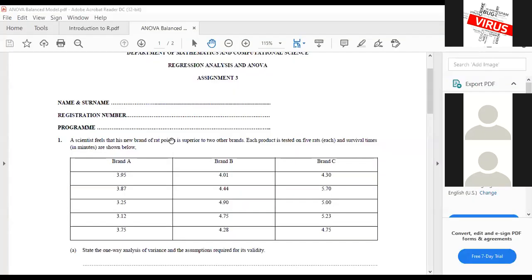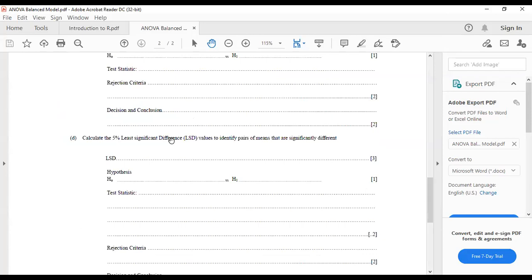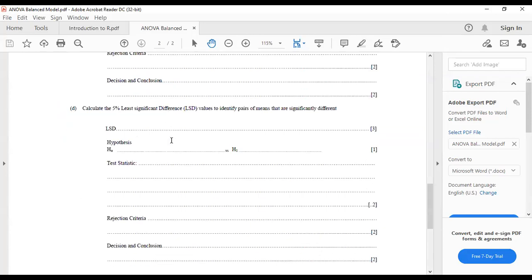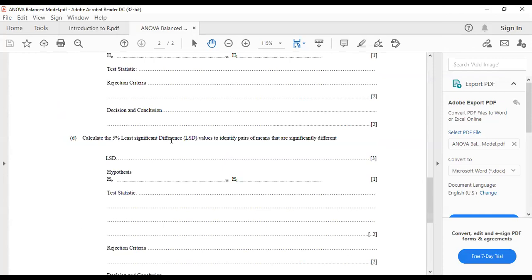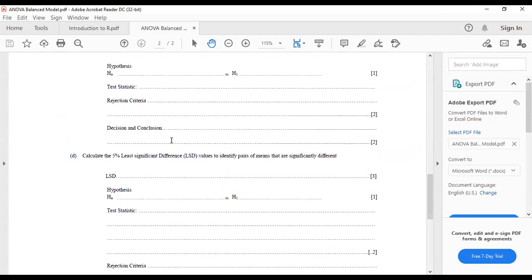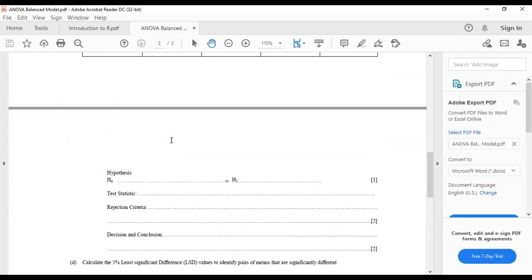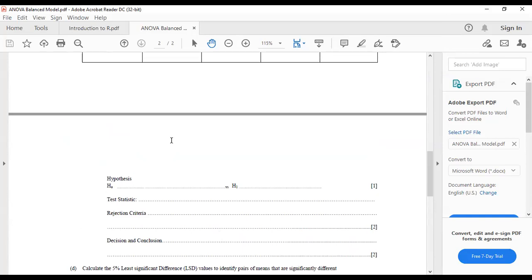So now we have stated the hypothesis, right? Then we have stated the test statistic. We have said F is around 13 point something, 13.97. It depends on which way you used it. So now let's make a rejection criteria. What is our rejection criteria? Let's have the rejection, guys. We reject H naught.